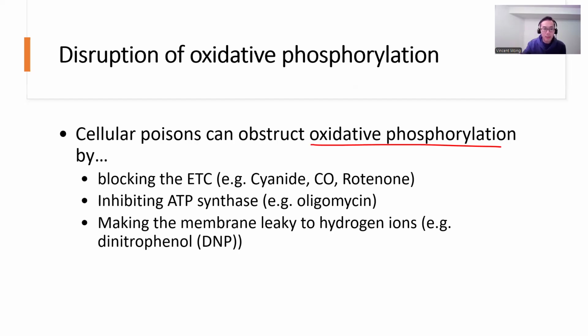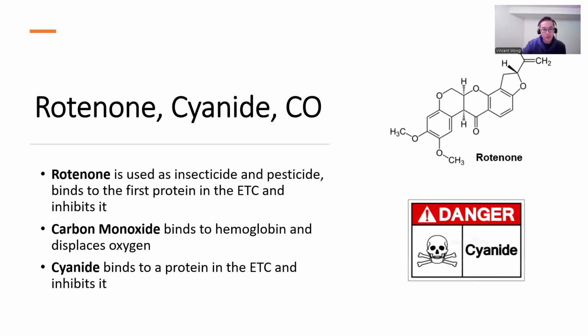So there are a couple of ways that can happen. Number one, you directly block the ETC with these kinds of poisons. Maybe you inhibit the ATP synthase. And then the third way is making the inner membrane leaky. I'll talk about each one of these in detail. Number one, all these things will block the ETC: rotenone, cyanide, carbon monoxide. This is carbon monoxide.